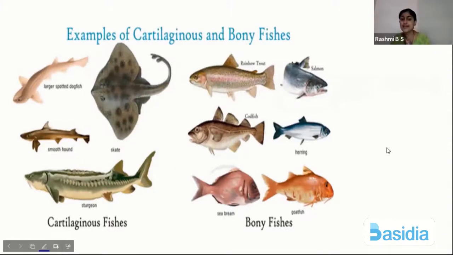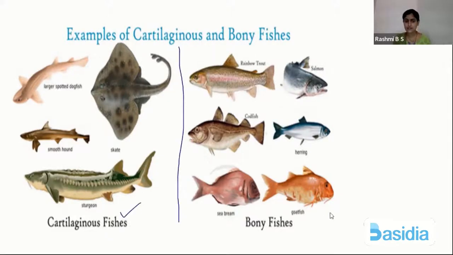Yes. So these are some of the examples. On the left hand side, all are cartilaginous fishes, and on the right hand side, bony fishes. You can see the ray fish, smooth hound, shark, dogfish. These are all cartilaginous fishes. And children, some of the cartilaginous fishes like the ray fish have a sting. They are sting fishes.